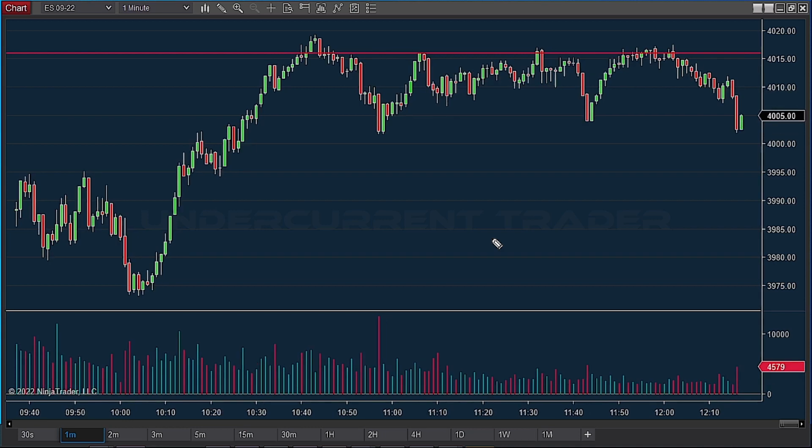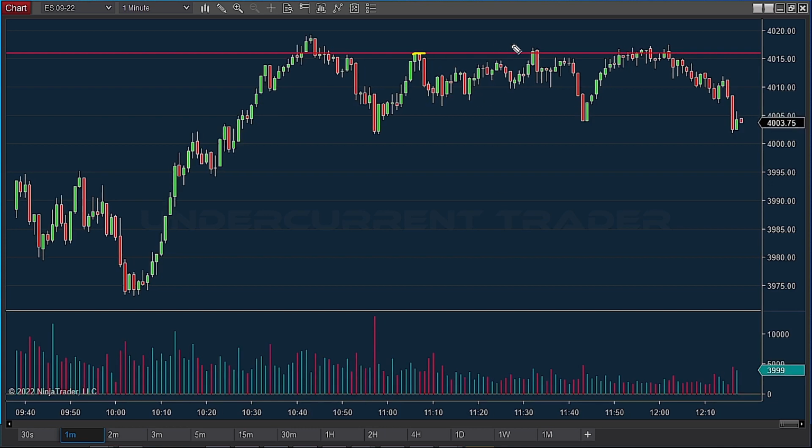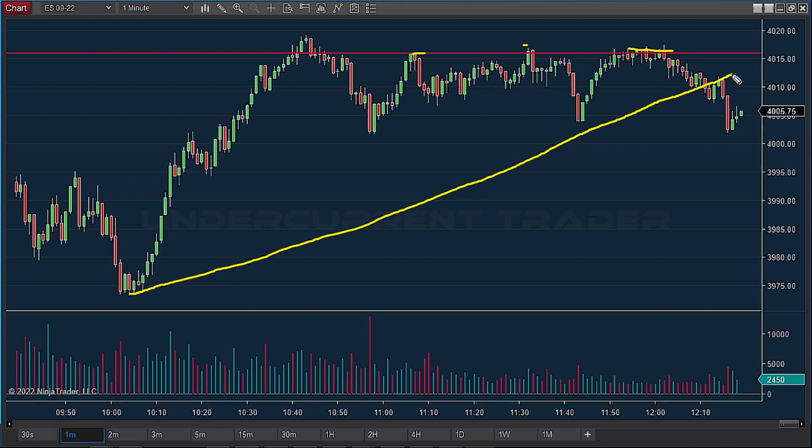And in fact, after this triple top here, which is certainly a chart pattern that can help in trading decisions, the second confirmation came from the break below this ascending trend line here, pointing to more downside.